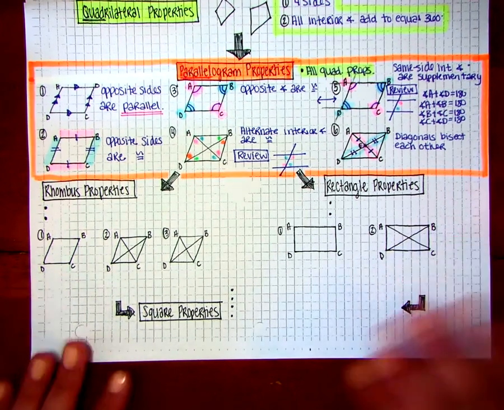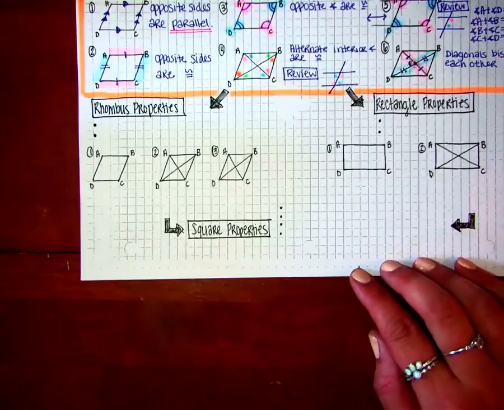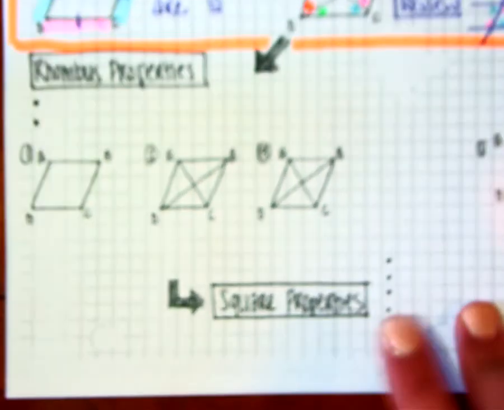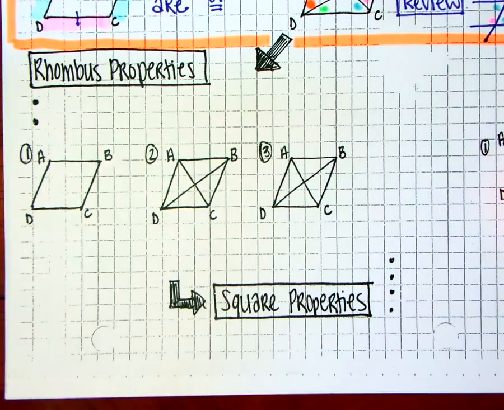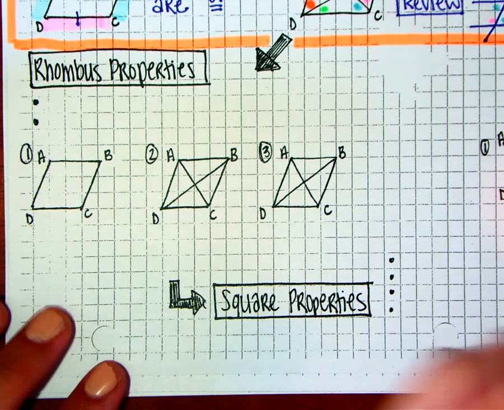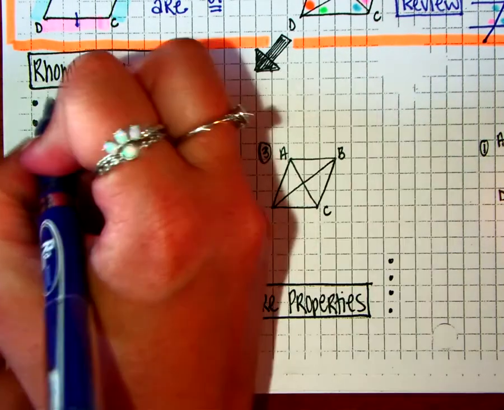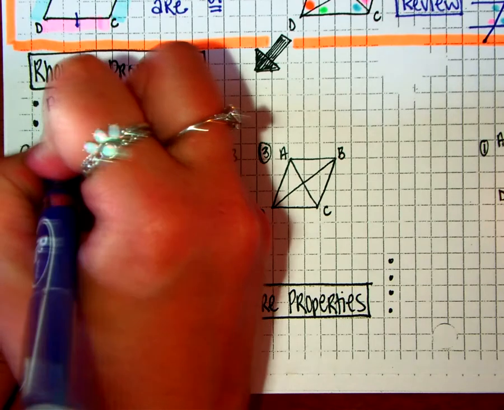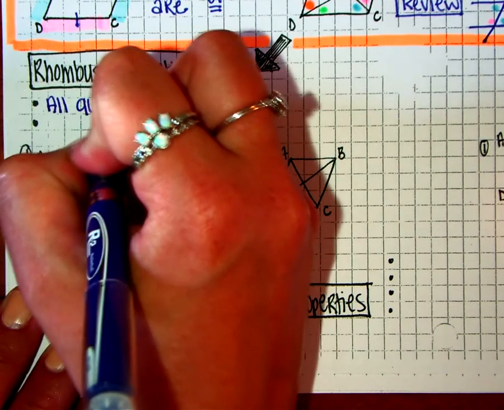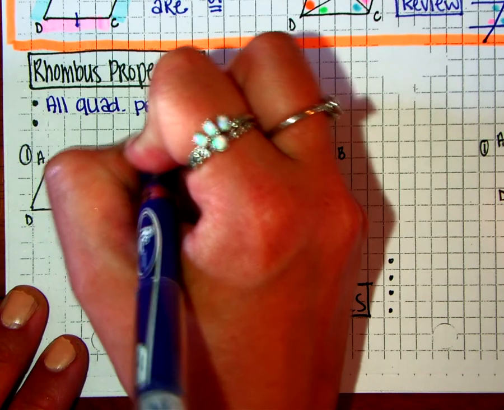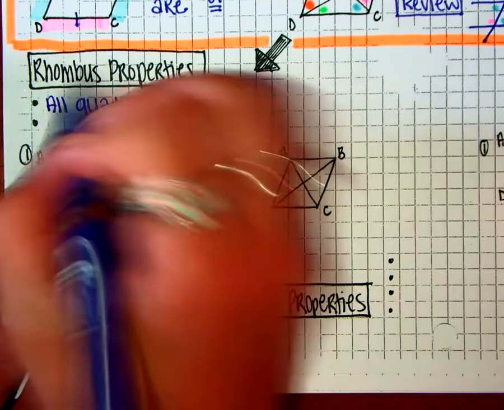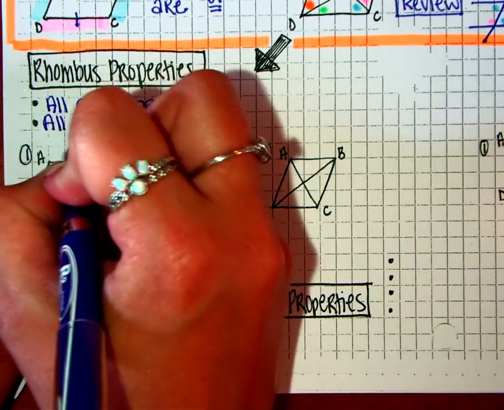So what we're going to do is I'm going to scroll into just rhombus so we can focus on the rhombus properties. Now, the rhombus, since it's below quadrilateral and parallelogram, it's going to inherit all quadrilateral properties, and it's going to inherit all parallelogram properties.